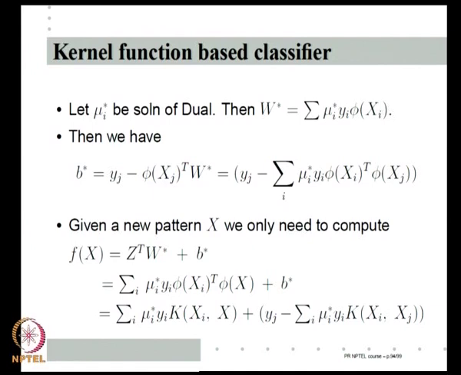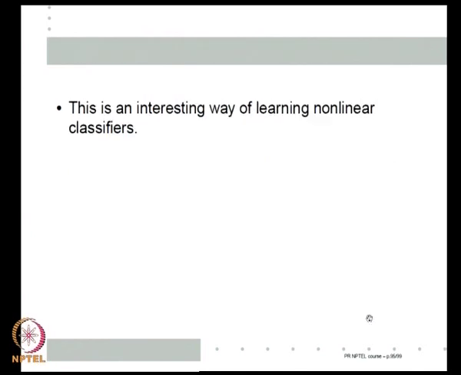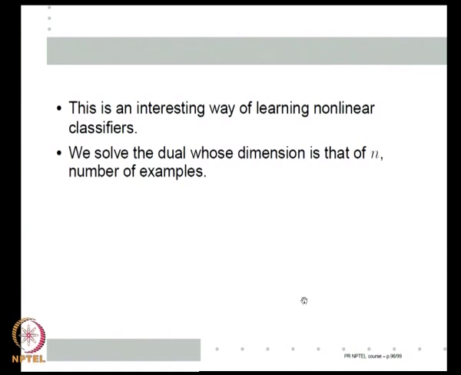So, while solving the dual, where phi xi times phi xj would have come, I would put k xi xj. I solve the dual, get all my mu's. Once I get my mu's, I can calculate this using my mu's and the kernel function. So, I never actually calculate W star, never actually calculate phi x for any x, right. It is an interesting way of learning nonlinear classifiers.